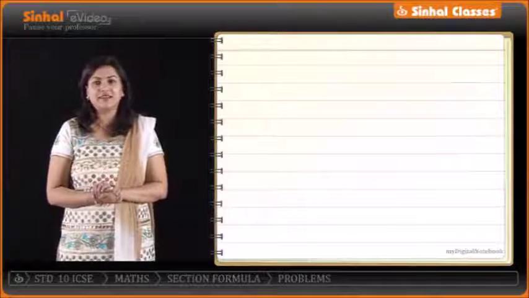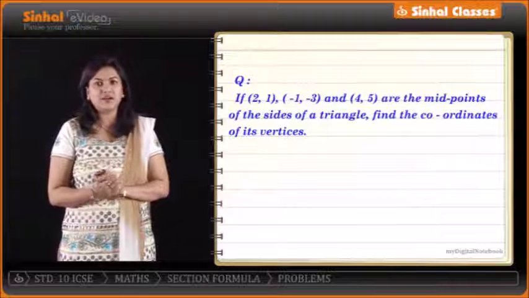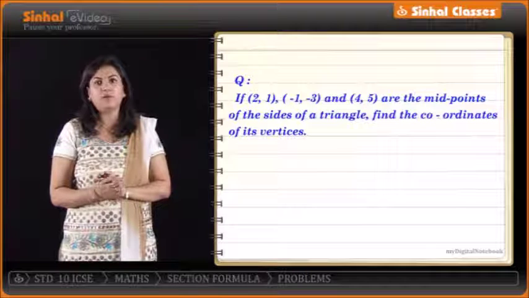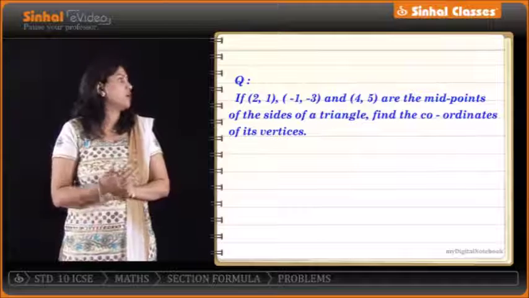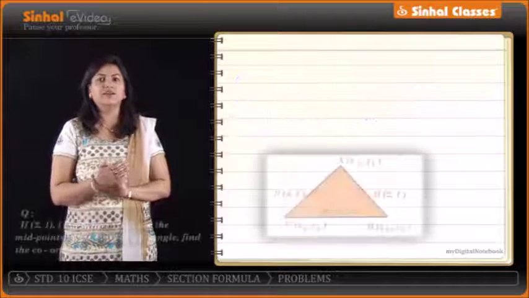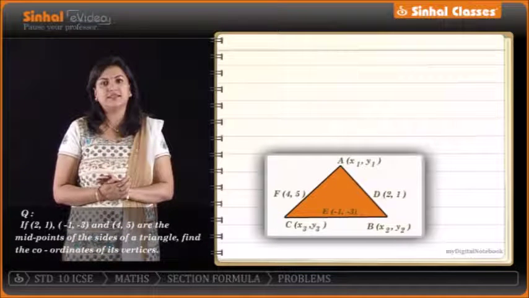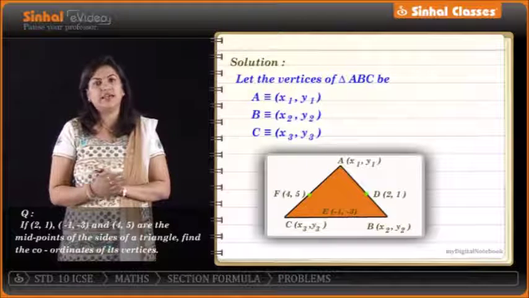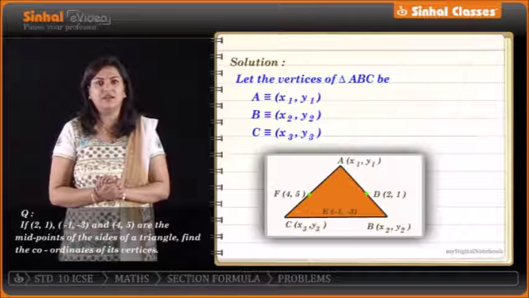Now let's look at our next problem. If 2, 1, minus 1, minus 3 and 4, 5 are the midpoints of the sides of a triangle, find the coordinates of its vertices. Now here we are given the 3 midpoints of the triangle. Let us take the vertices as A, B and C with coordinates x1, y1, x2, y2 and x3, y3.